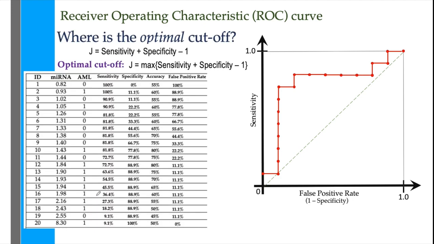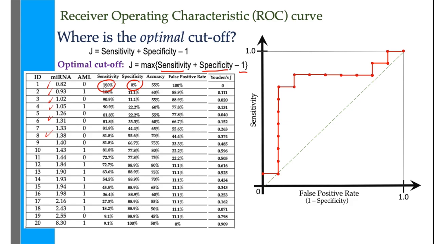Now, given this data that we have, we're going to compute for the Youden's index J again of each possible cutoff. We already have the sensitivity, we already have the specificity. Now, computing for the sensitivity plus specificity minus 1 of each cutoff, we're going to have these values. So sensitivity plus specificity, in this case 100% plus 0%, so that's 100%, minus 100%, so that is 0. And then 1.0 plus 0.111 minus 1, that is 0.111. 0.909 plus 0.111 minus 1, that is 0.02.